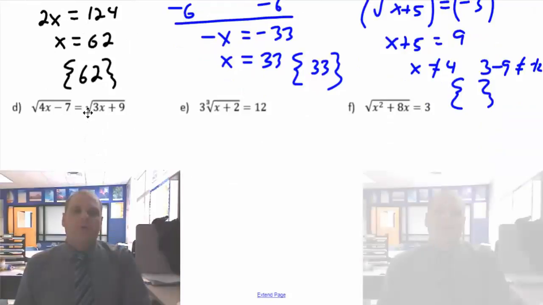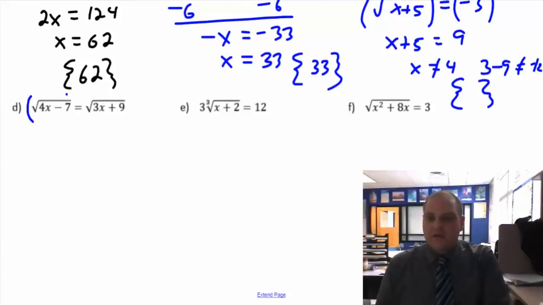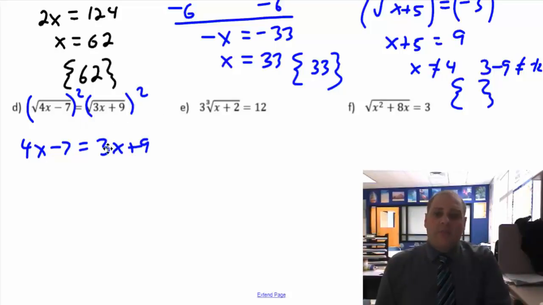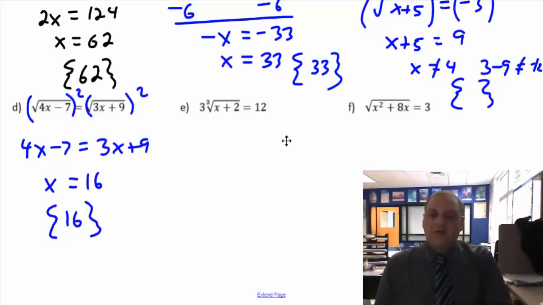Here we have a radical on both sides. That's okay. Square both sides. All right, trying to cover all different scenarios you might see. They're really not bad. Radicals drop out on both sides. Subtract 3x, add 7. x equals 16. And that one does work. You plug it into both sides, you will get the same radical.